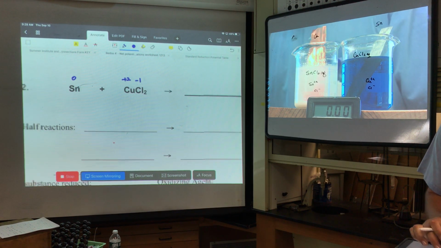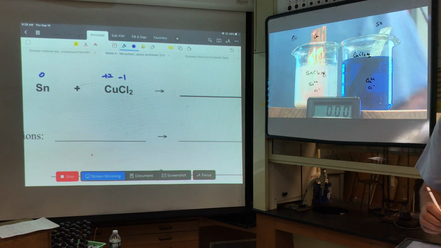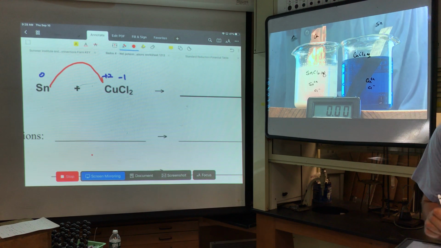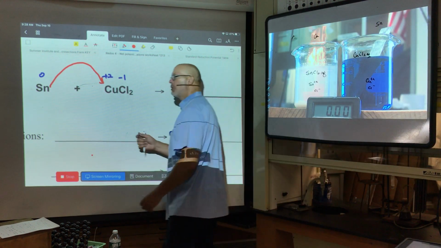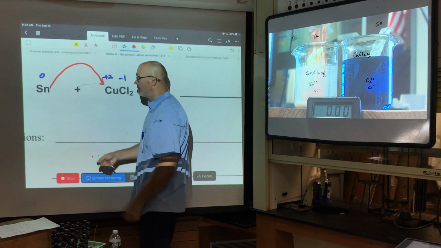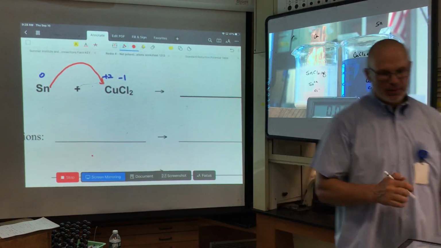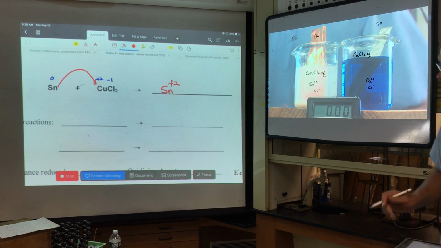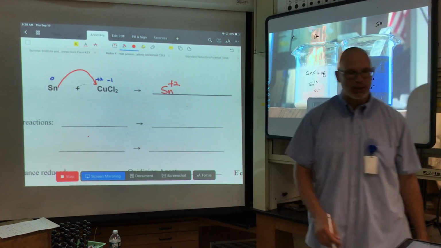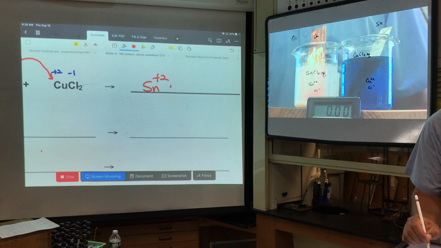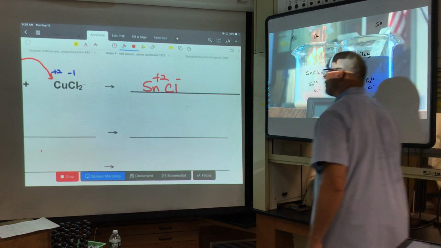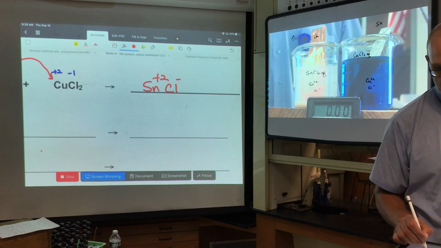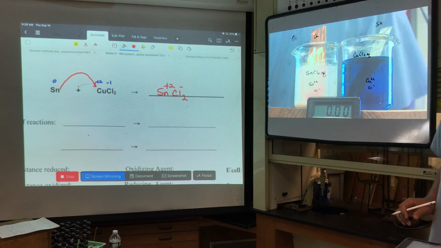+2. Okay, so if this works, electrons from the tin are being pushed, or copper +2 is strong enough to pull them. It's a combination. Now, if that happens, tin is going to become +2. If it loses electrons, it becomes positive. Chlorine, like I just told you, is -1. If this is -1, this is +2. How many chlorines do I need? 2. There's the chemical formula.